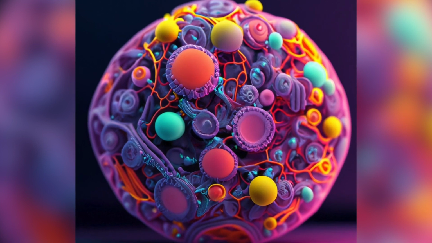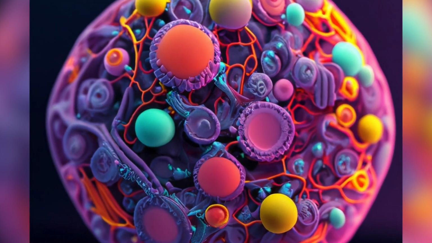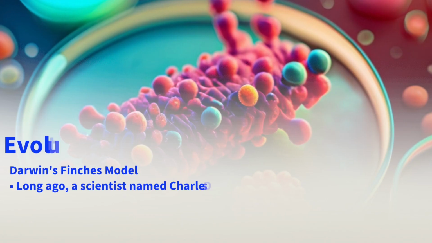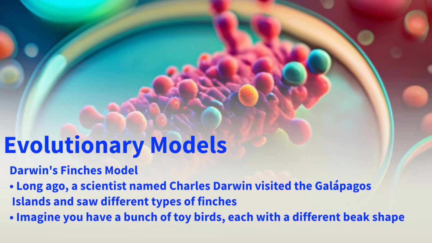One very essential field is the evolutionary field. There are evolutionary models. I will talk about them in a very brief way. Just like Darwin's finch model, a long time ago a scientist named Charles Darwin visited the Galapagos Islands and saw different types of finches. These tiny birds showed him how species can change over time. Darwin's finch model helps us understand how animals adapt to their environment.